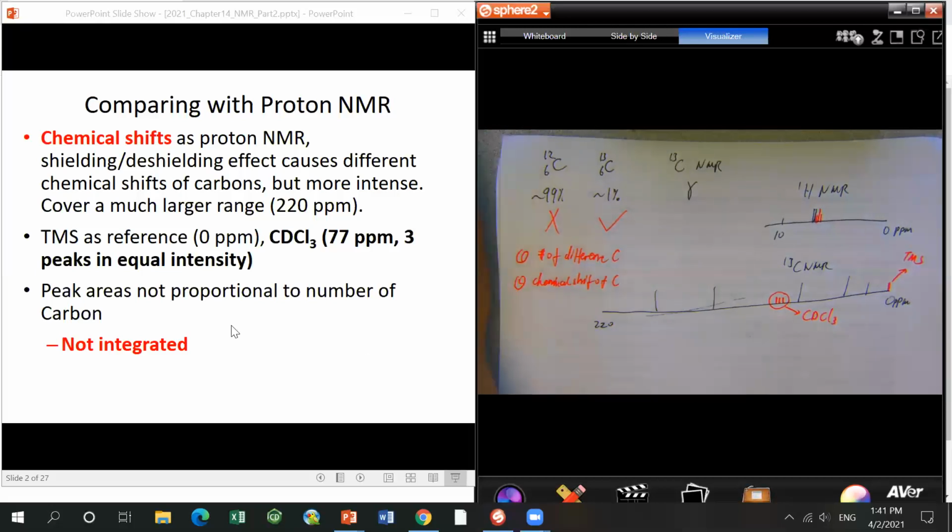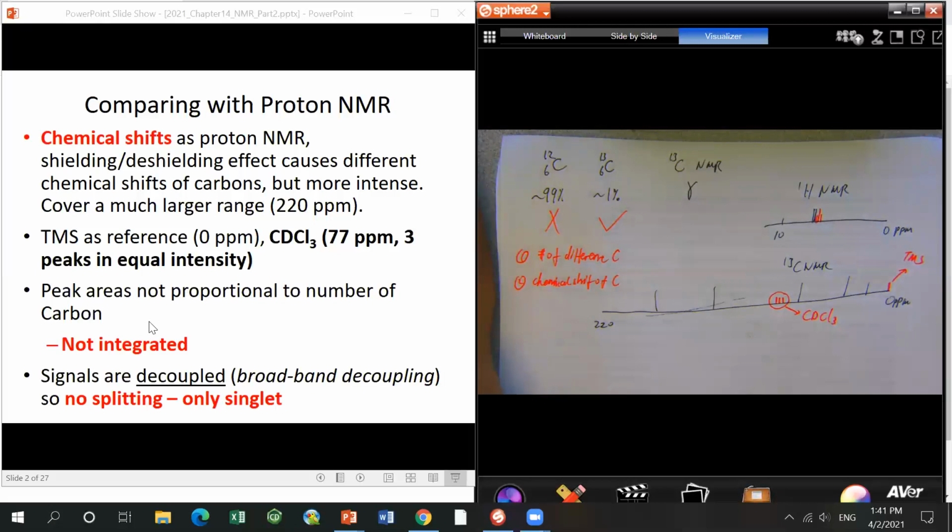For carbon NMR, different from proton NMR, first, it cannot provide integration information, because the intensity, or peak area, of the carbon NMR signal is not proportional to the number of carbons, so no integration. Second, carbon NMR won't split, so there's no coupling, because when we run carbon NMR we use a technique called broadband decoupling to remove all the coupling. So all carbons only appear as singlets, no doublet, triplet, whatever. That's different from proton NMR.